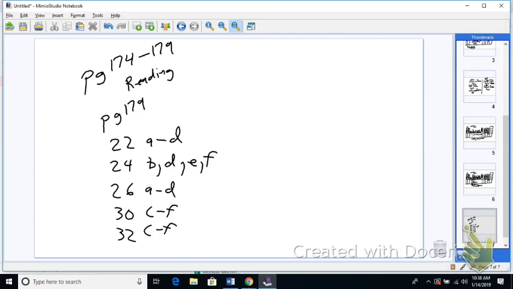Okay, on page 179. Okay, they shouldn't take too long to do, and put it on a separate sheet of paper because I may have you turn this in for an assignment, so I can look over them better to see which ones you're getting figured out and which ones aren't.